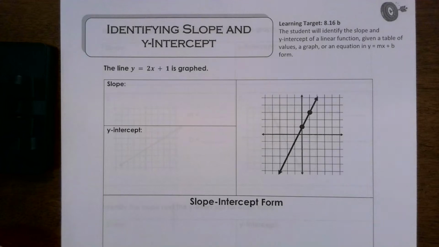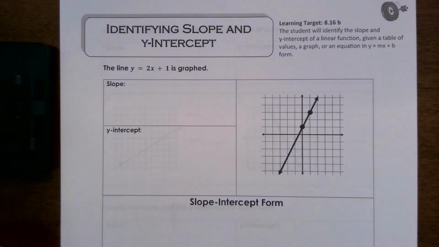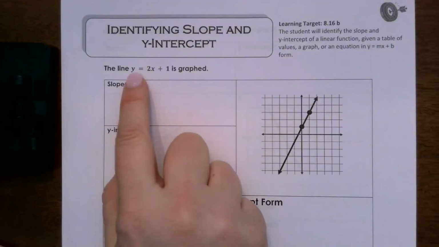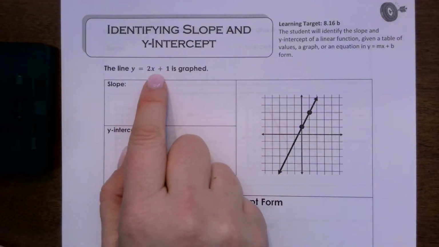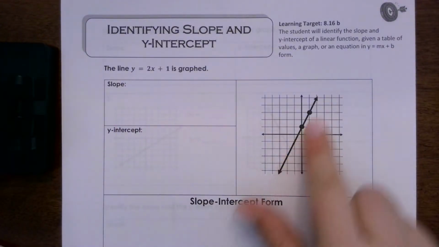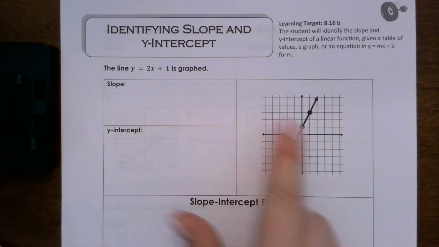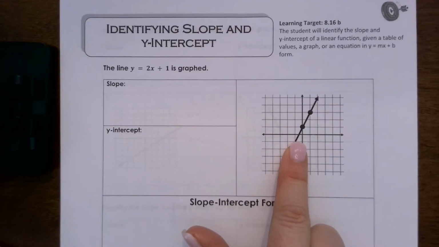And welcome. You should be on page 49 of your pre-algebra quarter 2 notebook. In this video, we are going to practice identifying slope and the y-intercept. So this equation, y equals 2x plus 1, can be represented here in this graph. That is what this equation looks like as a graph.